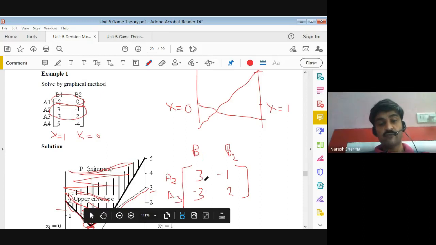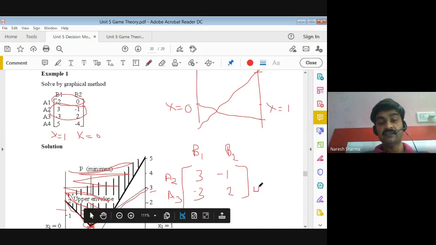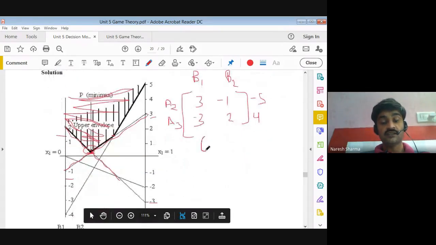So this 3 minus 1 is 4. So instead of writing here, I am writing here, just changing the position also. Minus 3 minus 2 is minus 5. We can write here. Right. Similarly, you can write here. This difference, 3 minus 3, is here 6.